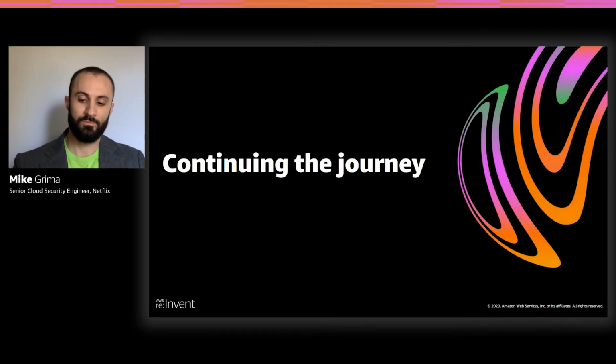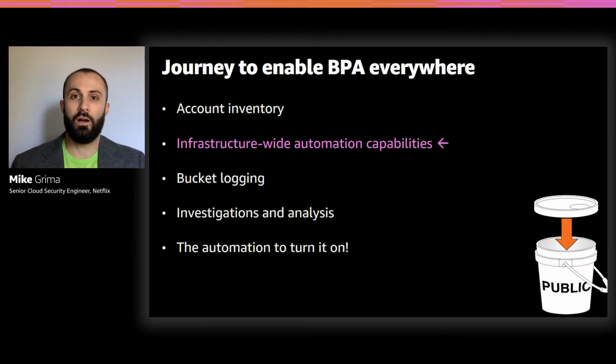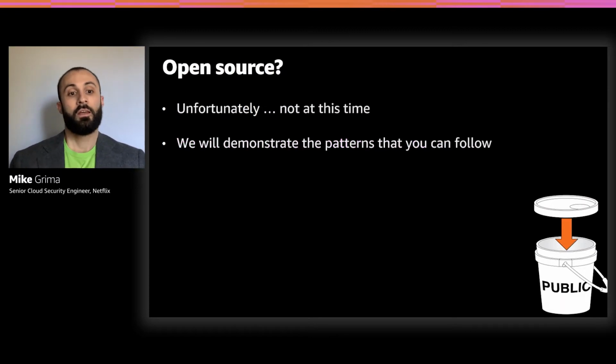So let's continue. At the end of part 1, we discussed account inventory and why an account inventory is a critical part for making an infrastructure-wide automation capability. Before we move forward, unfortunately, we are not open sourcing anything at this time. We would like to open source the tooling that we're going to discuss in this talk, but we need some time in order to prepare to do so. And we may or may not do that. If we do, you'll find out. So in the meantime, what we will do is we will demonstrate the patterns that you can follow to build this type of tooling yourself.